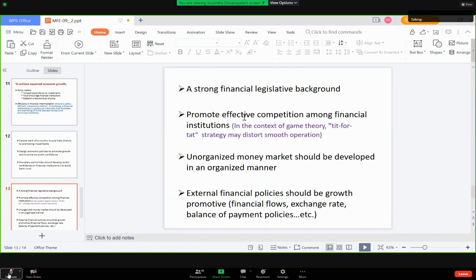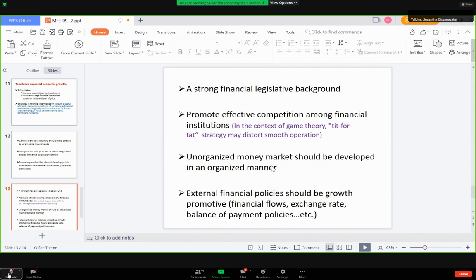The next one, promote effective competition among financial institutions. If any financial institution collapses, it will affect others as well and ultimately lead to a crisis. Promoting effective competition means that when they make comparisons between financial institutions, it should be effective, not to tarnish or damage anyone. This is what we call tit for tat, the famous concept we utilize in game theory in microeconomics. So this should not happen.